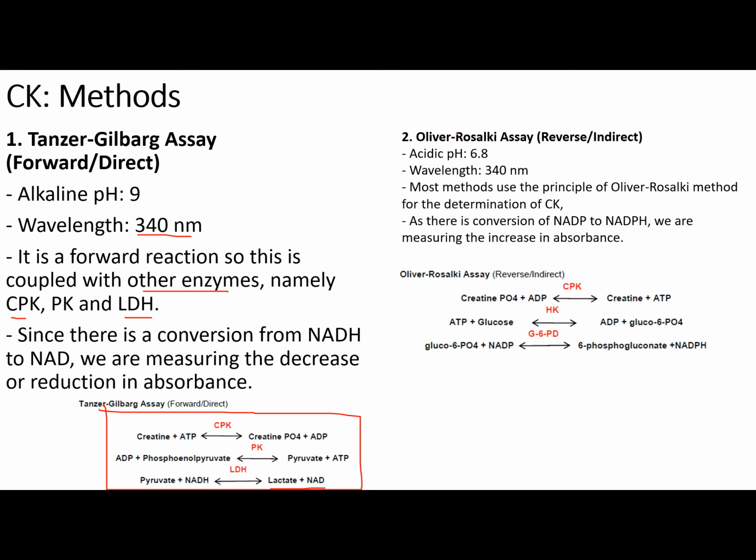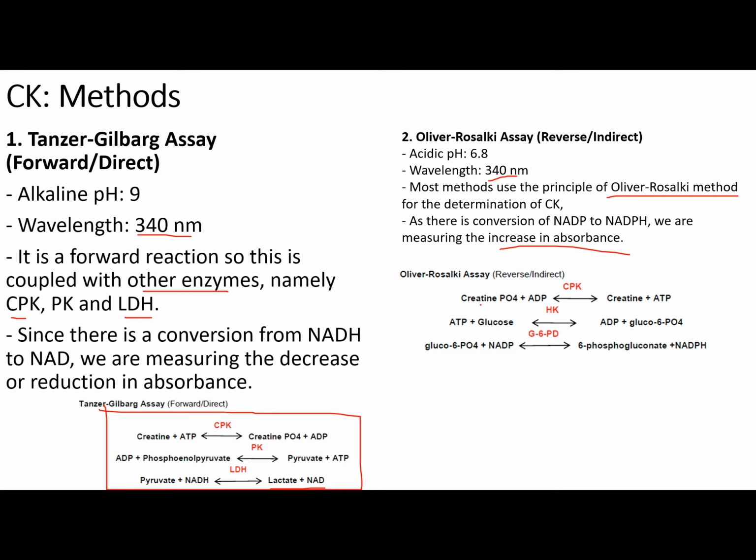Now, this is set at an acidic pH of 6.8, read at a wavelength of 340 nanometers. Most methods use the principle of Oliver-Rosalki. So, the methods class today use the principle of Oliver-Rosalki, reverse and indirect. As there is a conversion of NADP to NADPH, we are measuring the increase in absorbance. Here, it also uses 3 enzymes, CPK, hexokinase, and G6PD.